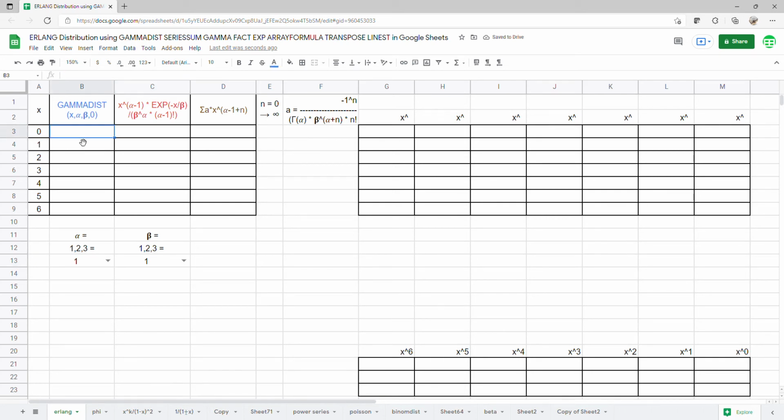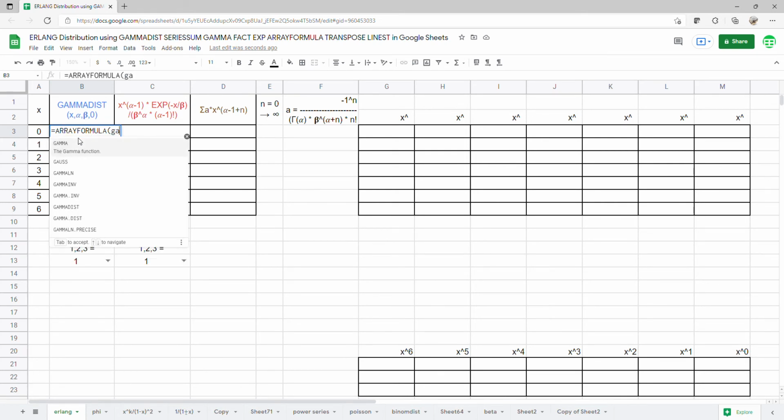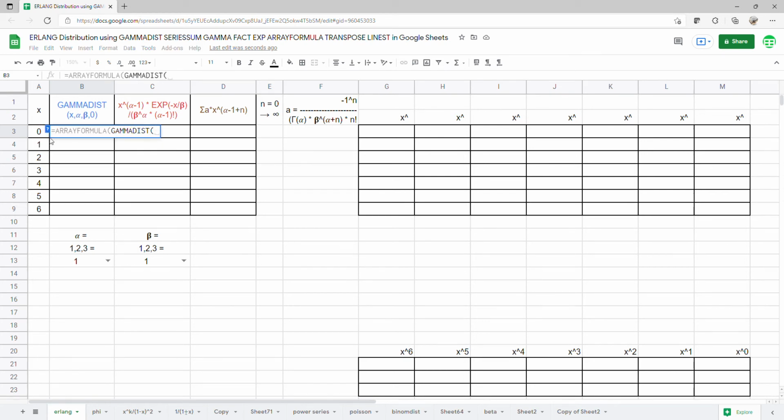And the GAMMADIST is equal to array formula GAMMADIST of the x values. For the value of alpha, the shape is 1, the rate for beta, and 0 because this is the probability density function.